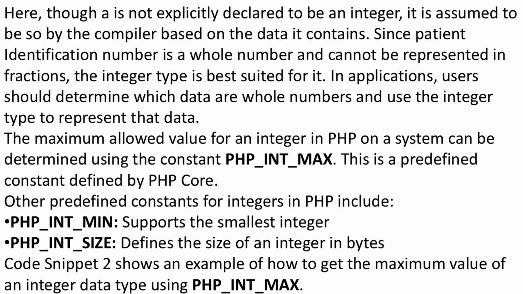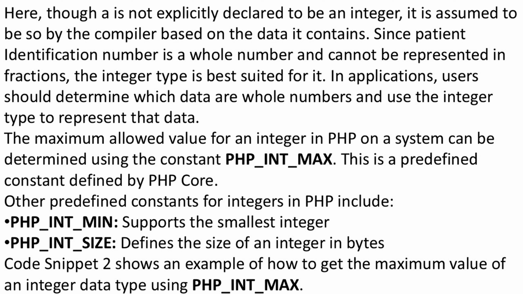In PHP, the data type of a variable is decided dynamically by the compiler based on the assigned value. Since a patient identification number is always a whole number and cannot have a decimal or fractional part, PHP recognizes it as an integer automatically. In programming, integers are used to represent whole numbers, numbers without any decimal points. Therefore, whenever your data represents counts, identifiers, or any quantity that cannot be fractional, you should use the integer type. This makes the program more efficient and logical.